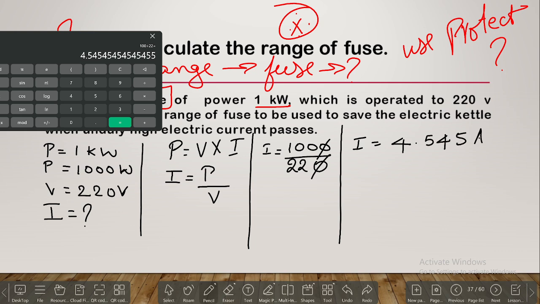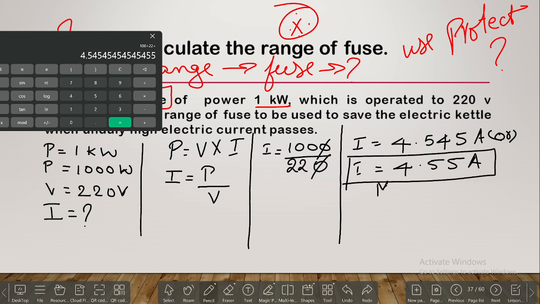That's going to be 4.545 ampere, or you can write it as I is equal to 4.55 ampere. That means the maximum allowable current through the kettle is 4.55 ampere. In order to protect this kettle, we need to use a fuse with a range of the nearby value. The nearby value of 4.55 we can take as 5 ampere. So the range of fuse we are going to use is 5 ampere.